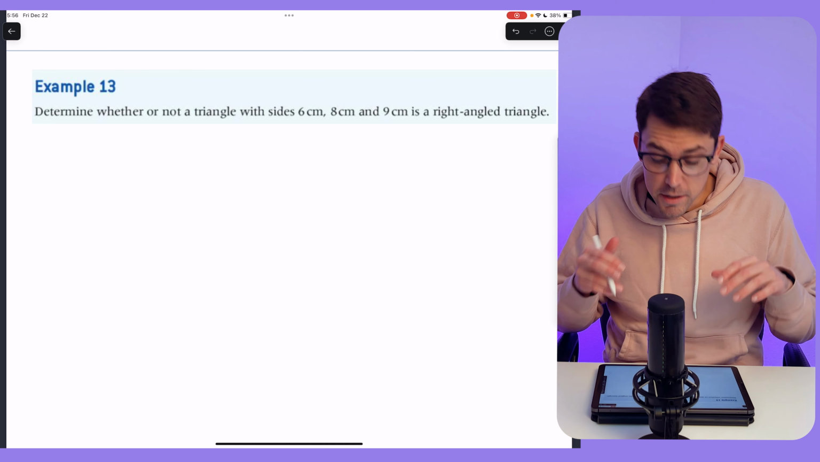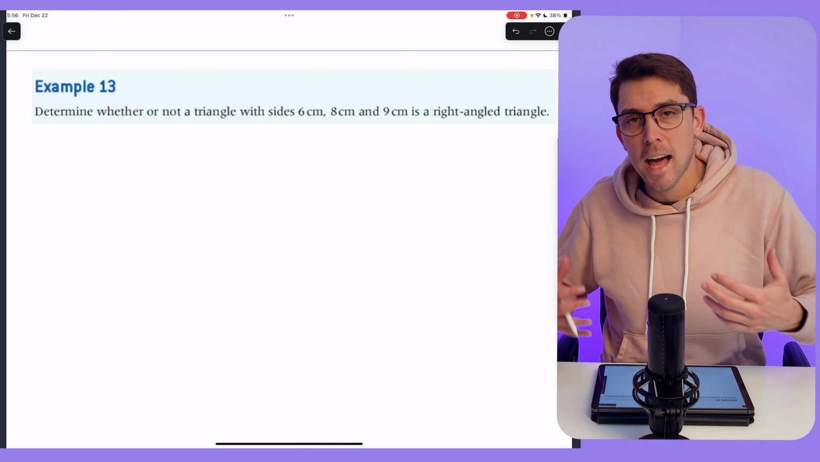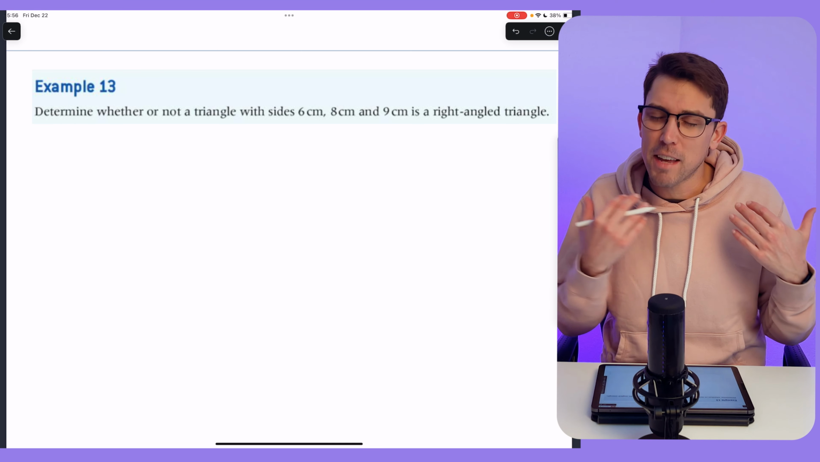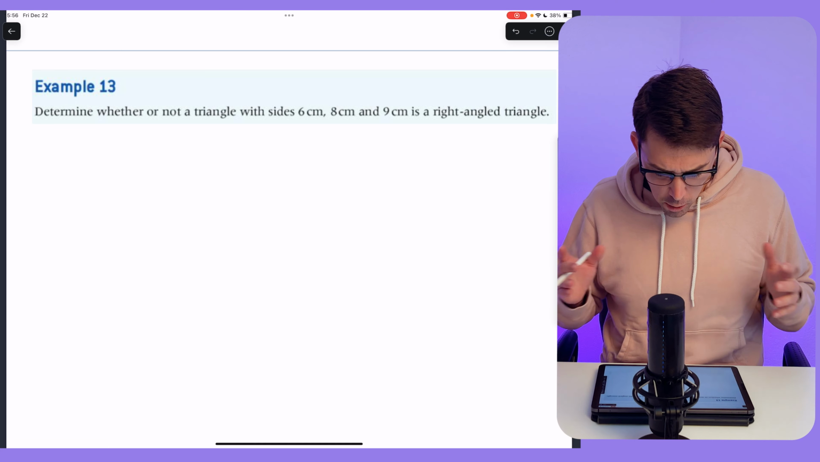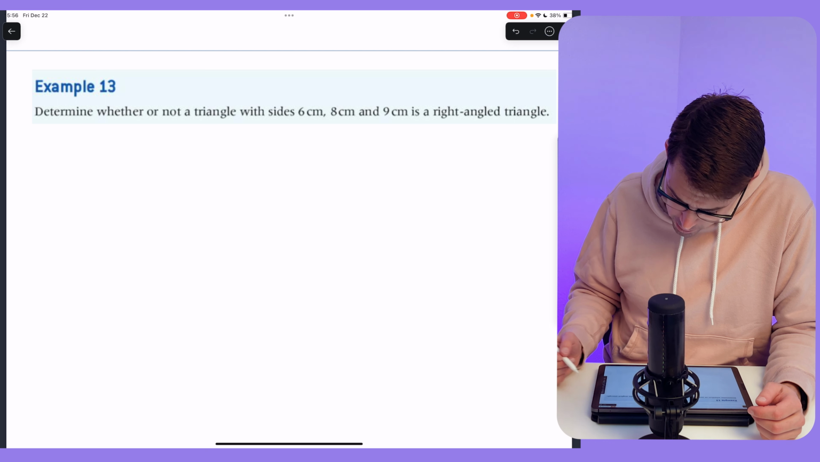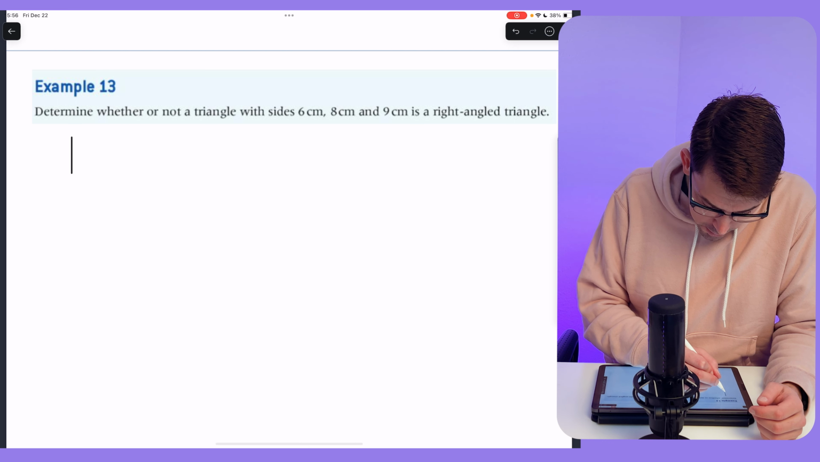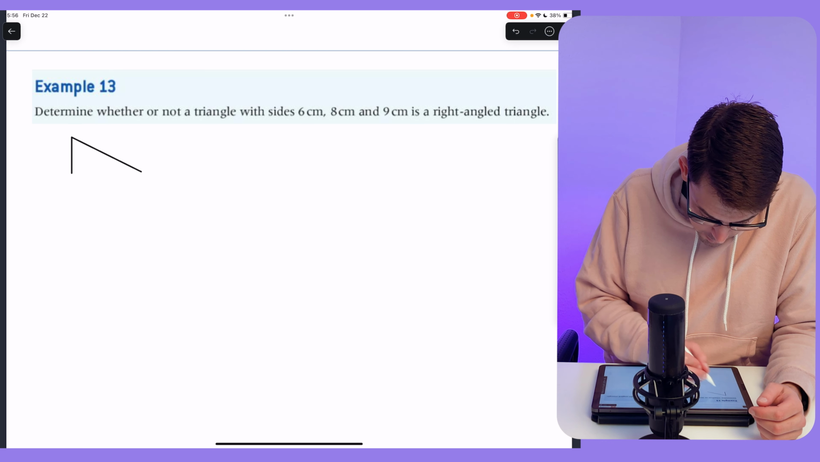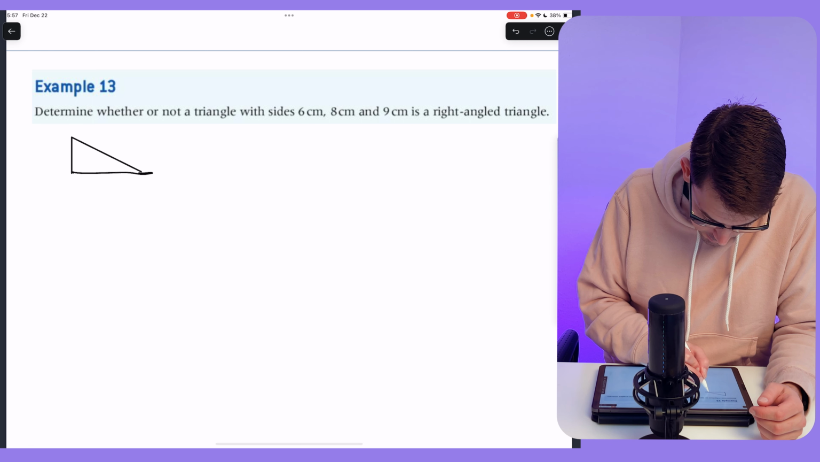Now what we want to do is see if we can prove whether three sides make a right triangle. We're not exactly given a diagram here, but that doesn't change our thought process really at all, because we want to determine whether 6, 8, or 9 is a right angle triangle. So maybe it'll help if I actually drew it, since a diagram is not given to us.